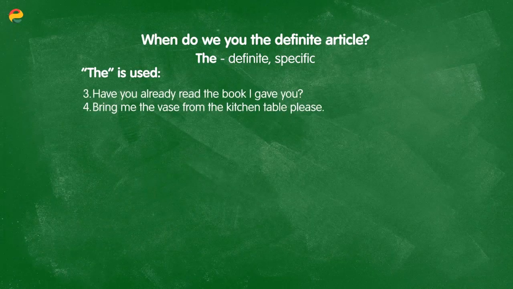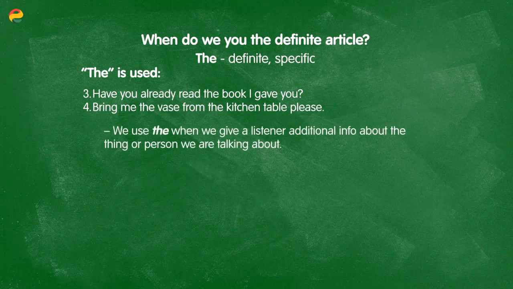Another example that we could say would be, have you already read the book I gave you? Or another example, please bring me the vase from the kitchen table. We use the here when we give a listener additional info about the thing or the person that we're talking about. If you asked me, which vase should I bring you? The answer would be the vase in the kitchen.